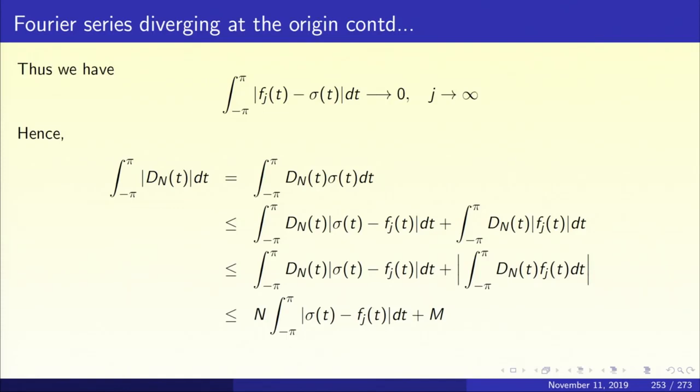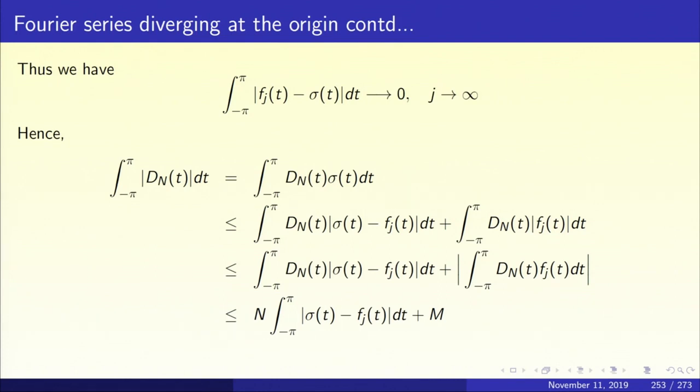What about the first piece? The first piece is less than or equal to the supremum of mod dn(t) times integral minus pi to pi mod sigma(t) minus fj(t) dt. I have taken the supremum of dn out. But we know exactly what is the supremum of dn(t). The supremum of dn(t) is capital N. So we got that estimate.